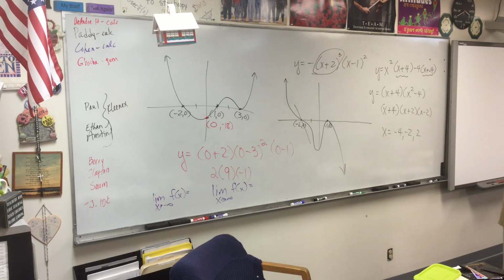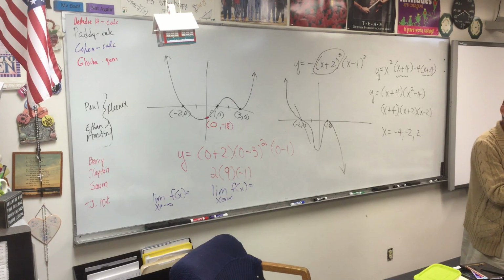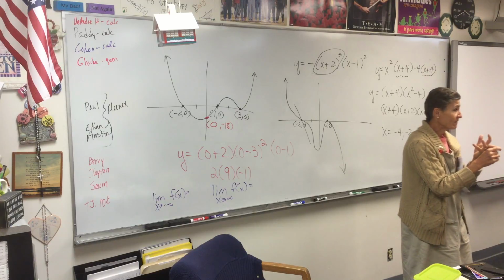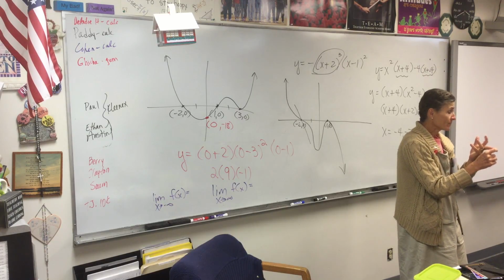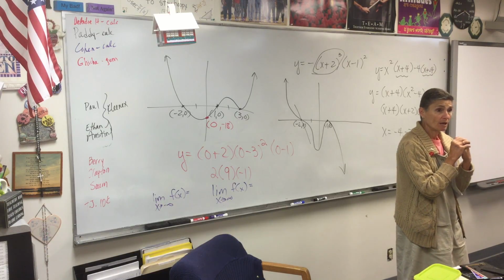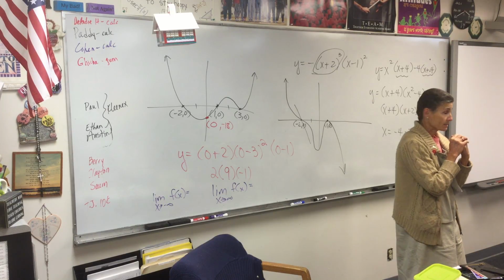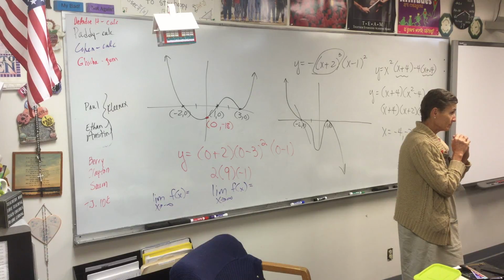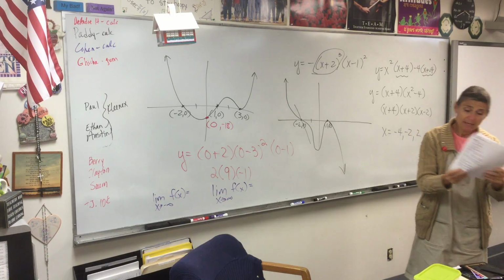Okay, so let me go through those rules one more time. If you're going to be a polynomial function, you can't have a negative exponent, you can't have a fractional exponent, you can't have a variable in the denominator, and you can't have a variable under the radical. Is that okay with everybody? All right, so we got that part taken care of.